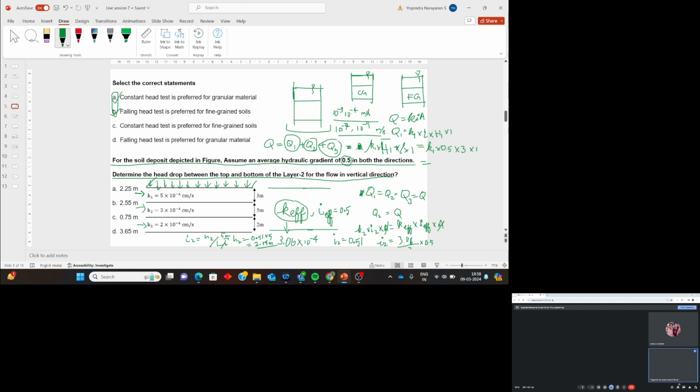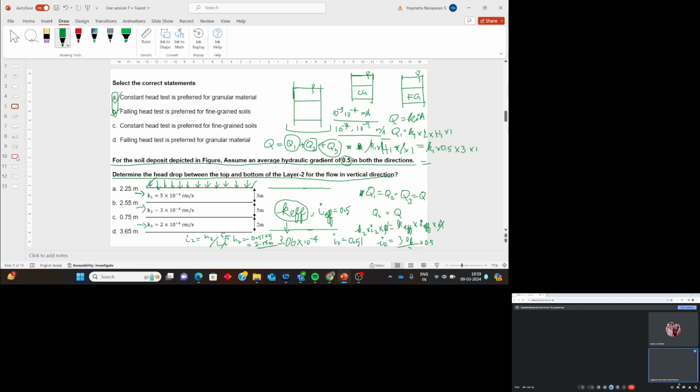Are you getting? Sir, firstly 7.5 centimeter cube per second. Okay. Second? Second is also 7.5 centimeter cube per second. Okay. Third one is 2 centimeter cube per second. Okay. Right.